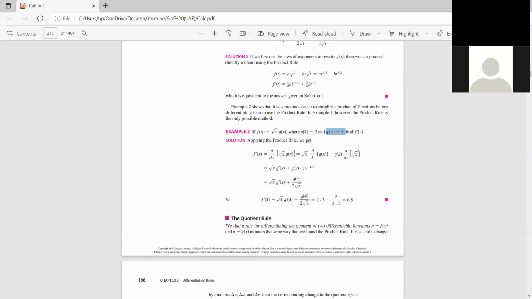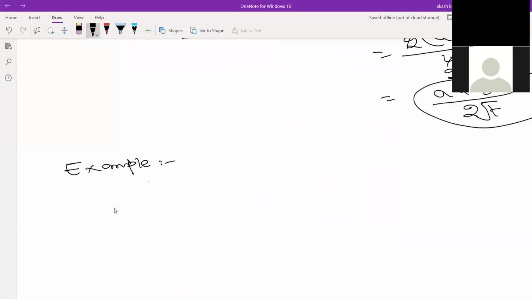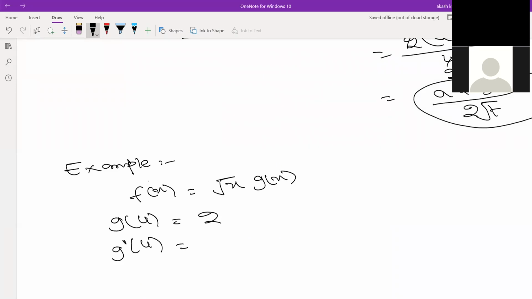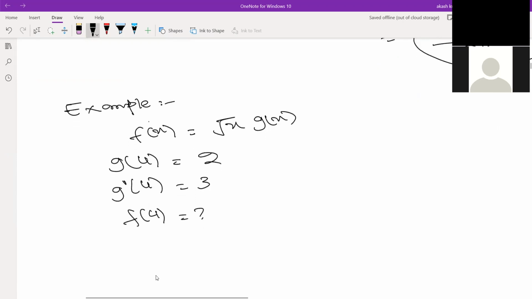F of x equals square root x g of x, and we are given g of 4, which is 2, and we are given that g dash of 4 is equal to 3, and we have to find out f dash of 4. Okay, this is the data that is given to us.